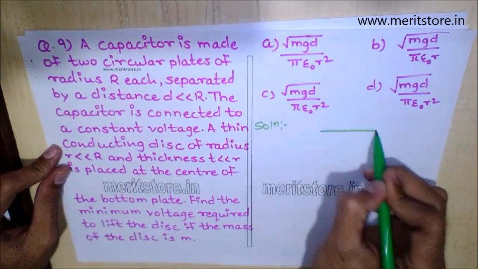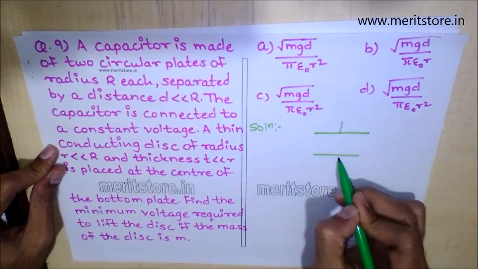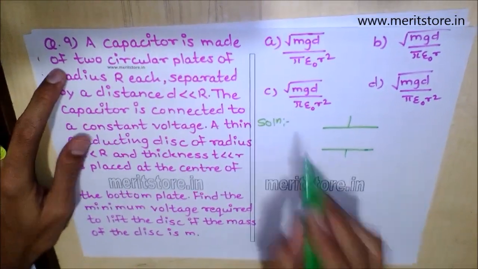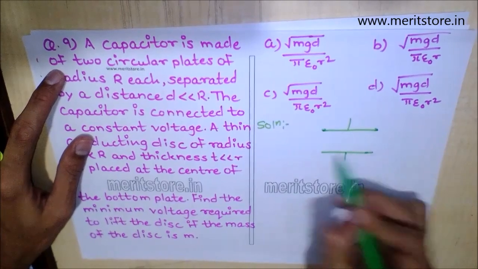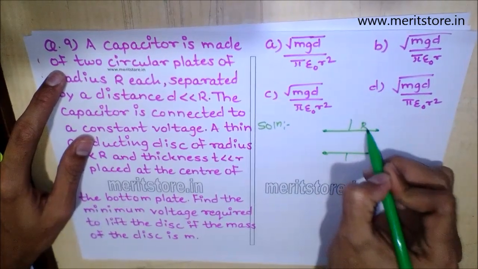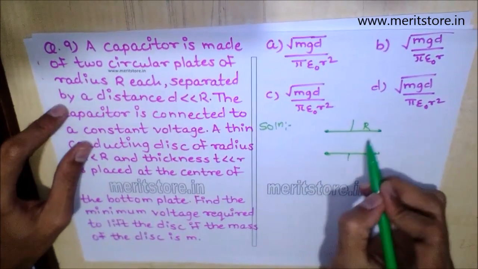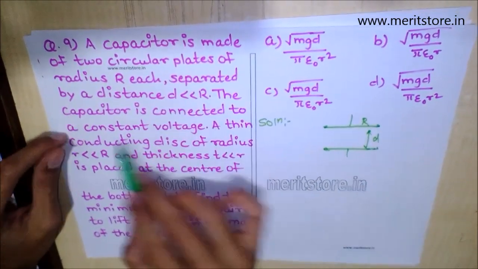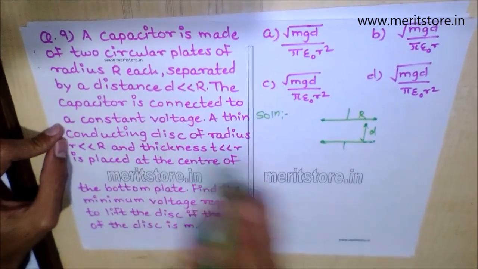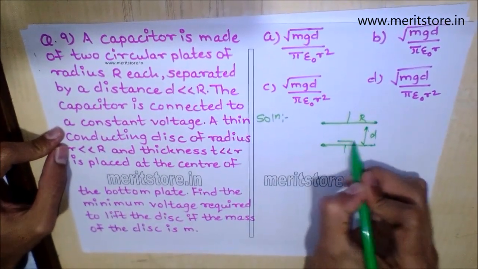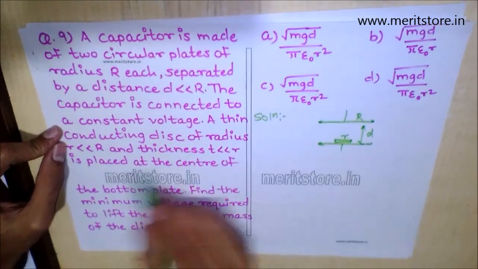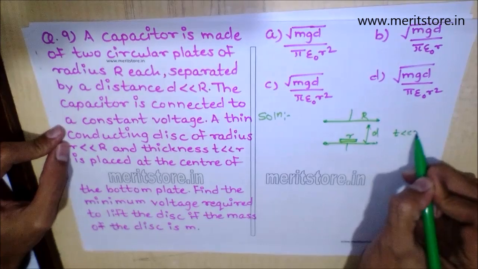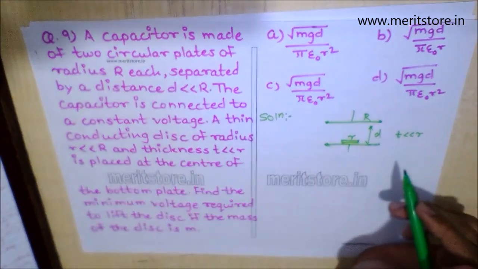So what we have here is two capacitor plates which have been connected to a voltage. These plates are circular, and the radius of them is R. They are separated by a distance d, which is of course less than this R. The capacitor is connected to a constant voltage. There is a disc out here which has radius small r, which is less than this capital R, and the thickness t, which is less than the radius of the small disc, is placed at the center.